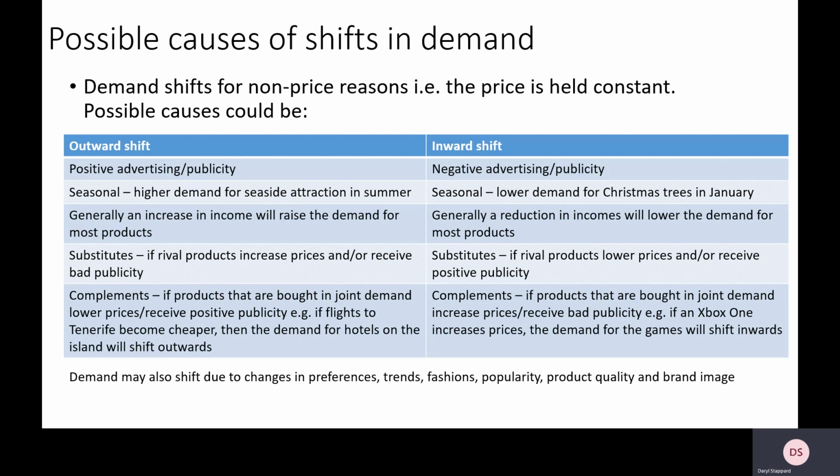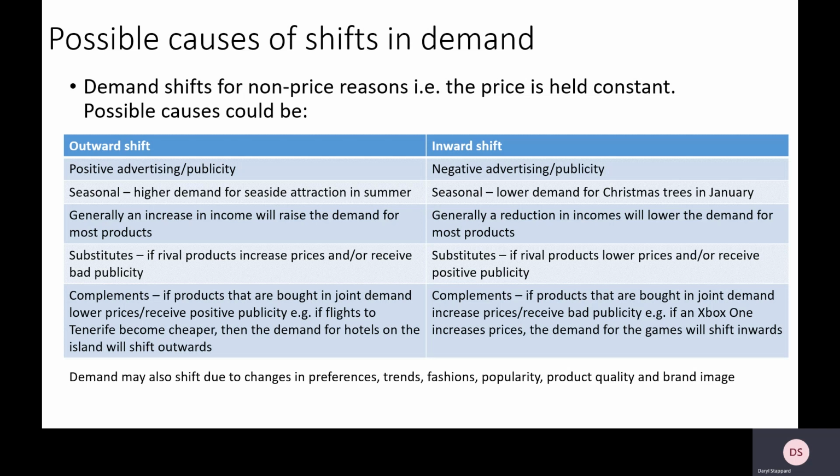Now, it could be that what we call the substitutes have increased their price, or they received bad publicity. So substitutes are what we call competing goods and services. So a rival product for Nando's could be Kentucky Fried Chicken, it could be McDonald's. If those businesses raise their prices or they receive bad publicity, at Nando's original prices, people become more willing and able to buy Nando's.